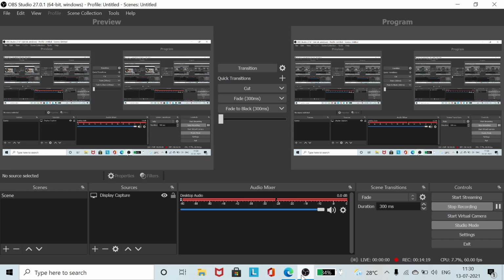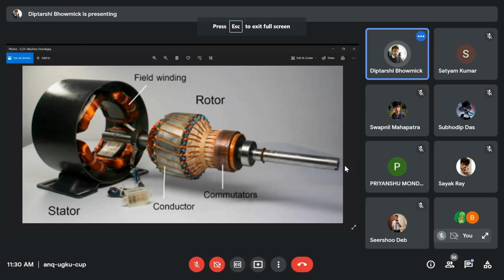That means there is a gap. They are not a solid thing. They are not connected to each other. They are separated from each other. Clear? And that commutator extracts the power from that winding and gives it to the outer circuit through a brush. A brush will be placed over here and here. You can place a brush over here.